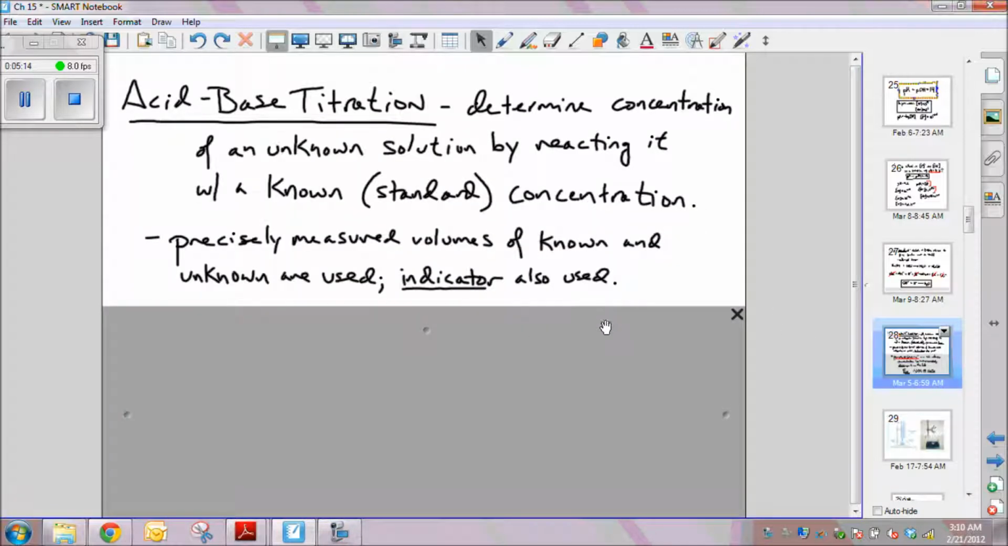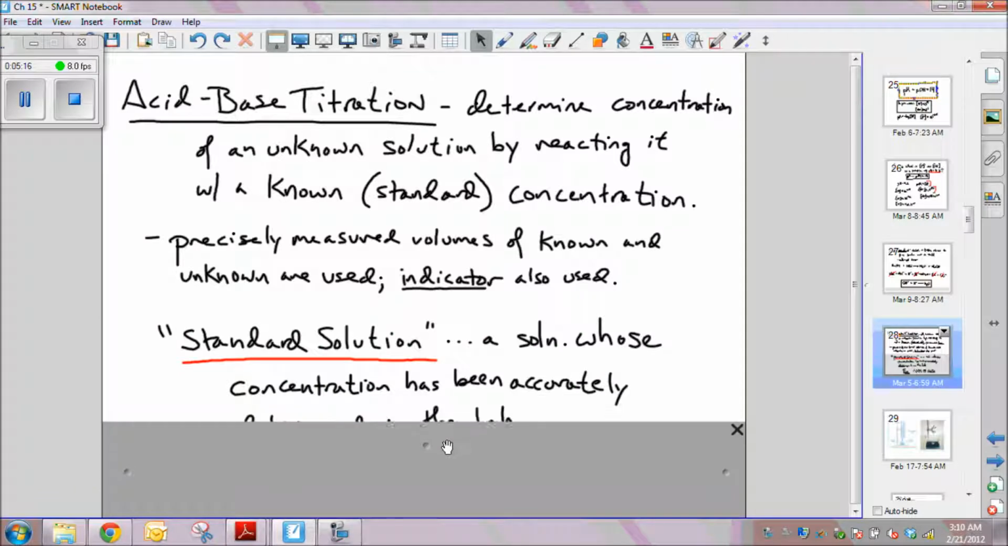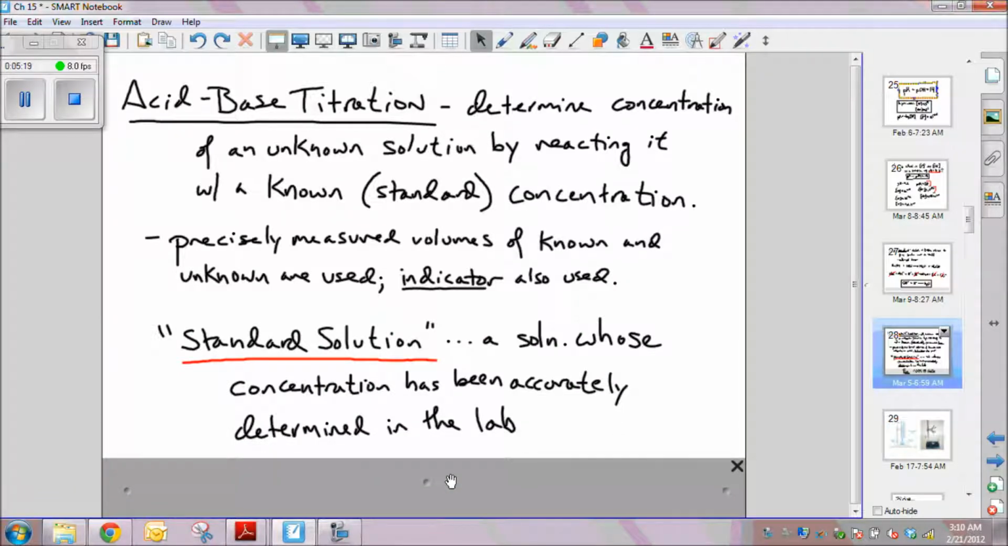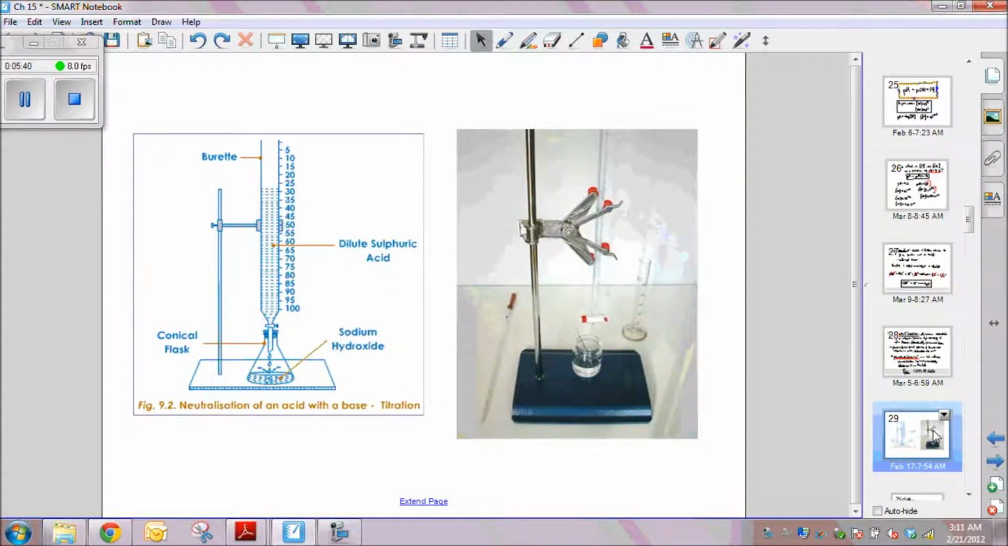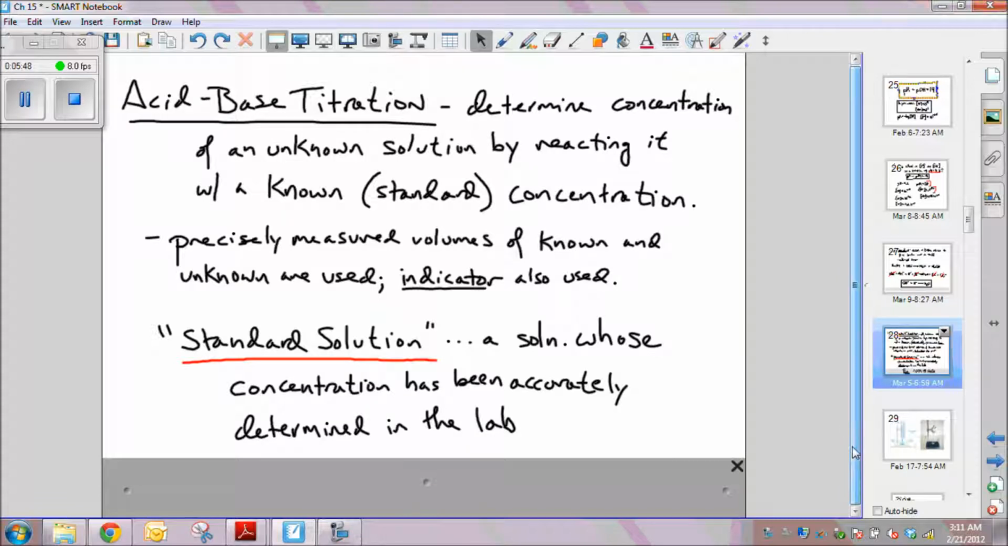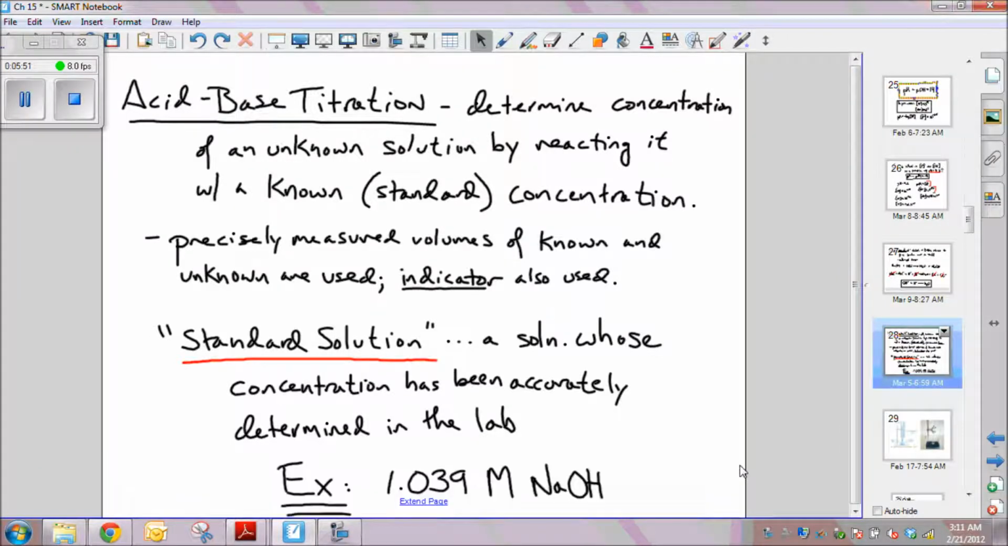Going back to this slide, a standard solution is usually your known, and the standard solution for our purposes in honors chem is going to be something that's calibrated out to the 1,000th of a mole per liter. It's very carefully and accurately determined. So you measure an unknown against a standard solution, and by measuring the volume carefully, you'll know both the molarity and the volume, hence M times V, number of moles, for your standard that's used, and you can compare that with the volume of your unknown.